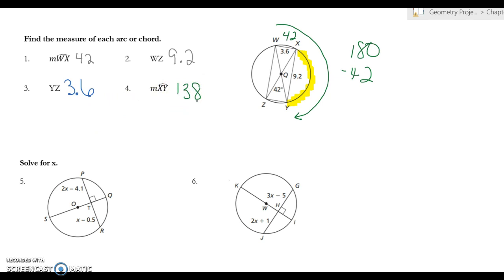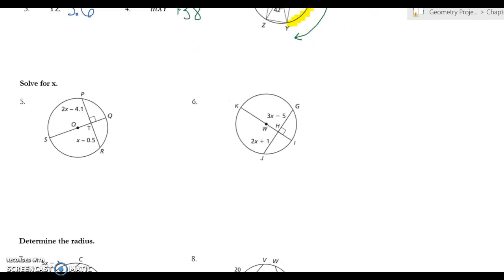Okay, questions on that? So it's a lot of information there, but just take it one step at a time and it's not that bad. Okay, let's look at this next one. Okay, so what I have is I have a chord right here that's perpendicular to the diameter. And so that means that these are equal. So I'm just going to set those two things equal. 2x minus 4.1 equals x minus 0.5. So I'm going to minus an x on both sides. And so now I add a 4.1 on both sides. And I get a, oops, that's a negative.